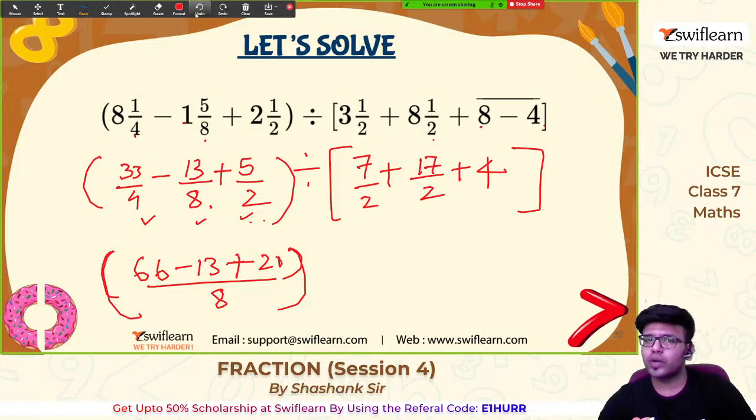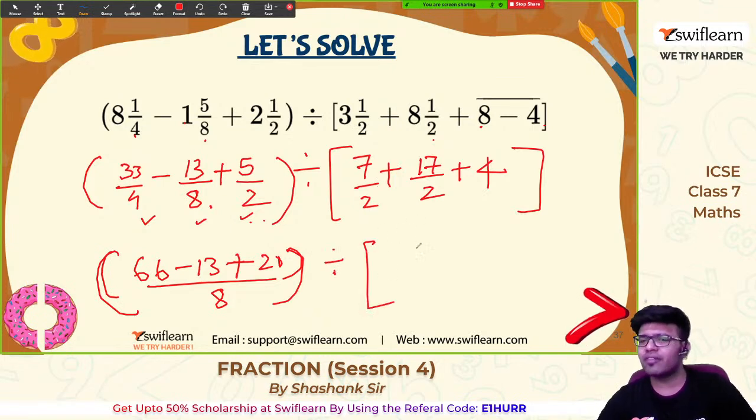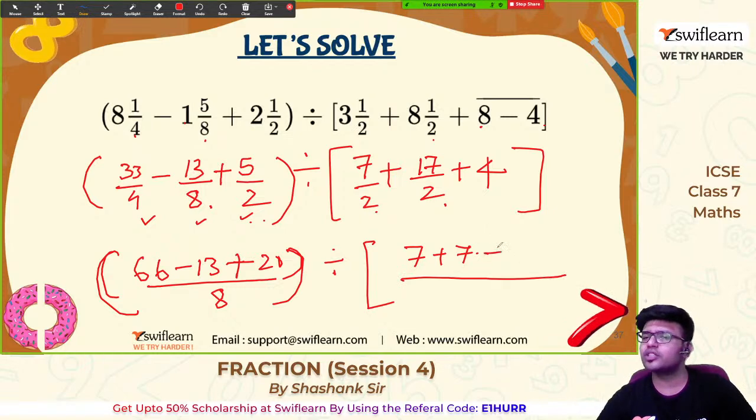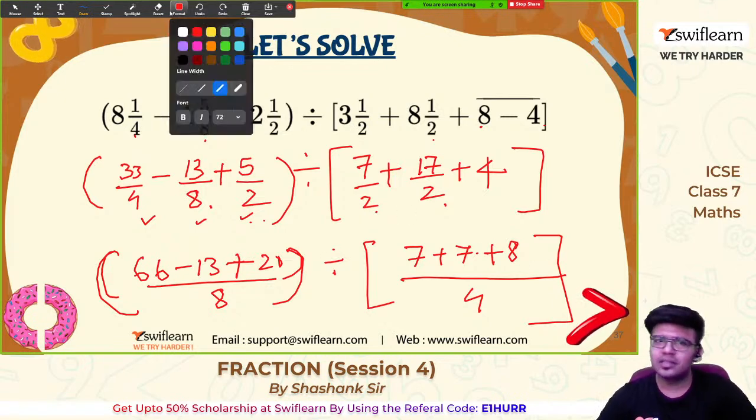Okay, now some students in the exam write the bracket only above. That is not the right thing to write. Write the bracket completely, guys, like this, divided by 7 plus 17. So 2 is the denominator, so take common denominators. 4 twos are 8. Now solve these brackets and divide.